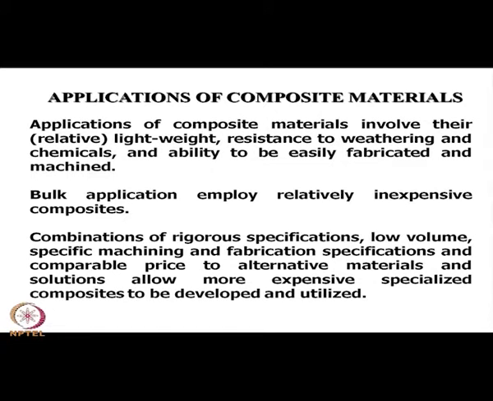Now, let us look into the applications of those composite materials. Being lightweight, resistant to weathering and harsh chemicals, and having the ability to be easily processed, fabricated and machined, these composite materials find a wide variety of applications, and they can be inexpensive or cheaper composites. Those are necessary for bulk applications. For a special type of application, a composite can be expensive and that can be afforded, but for bulk applications, the cost of the composite should be as cheap as possible.